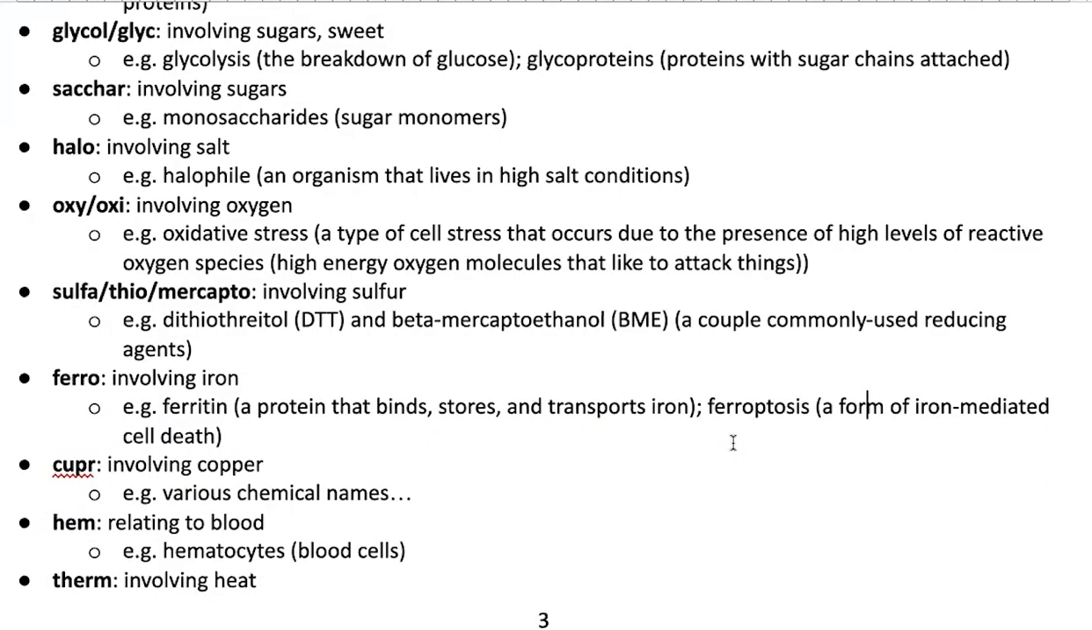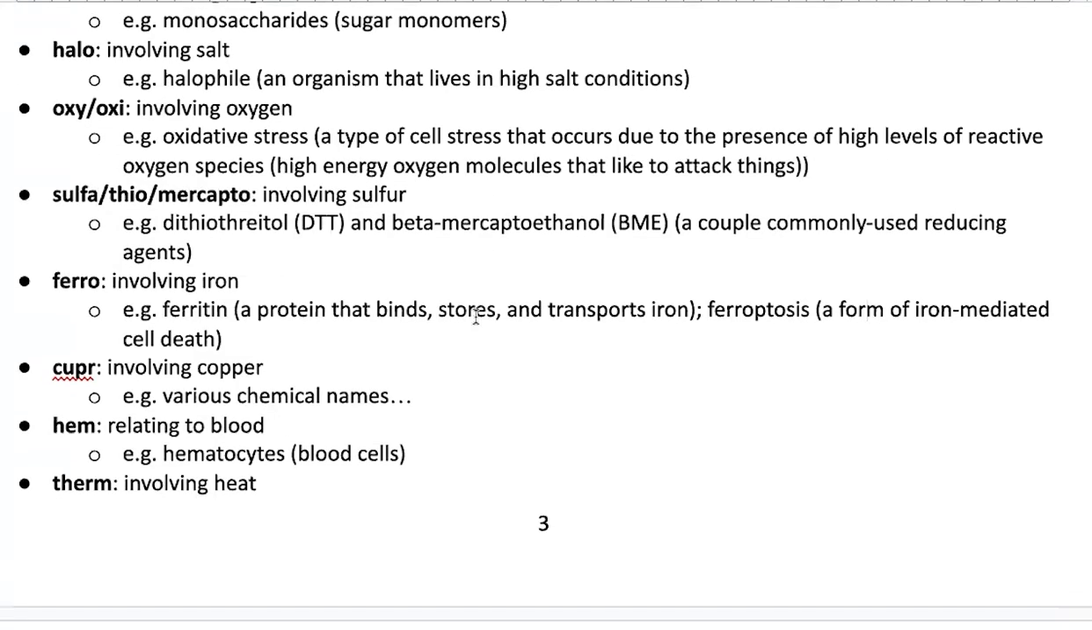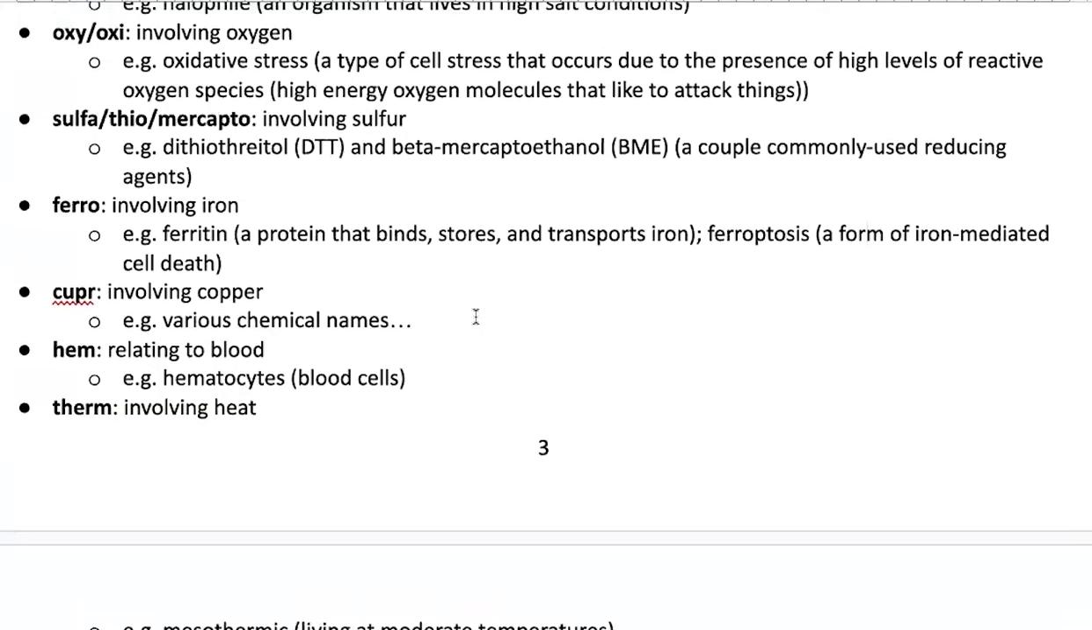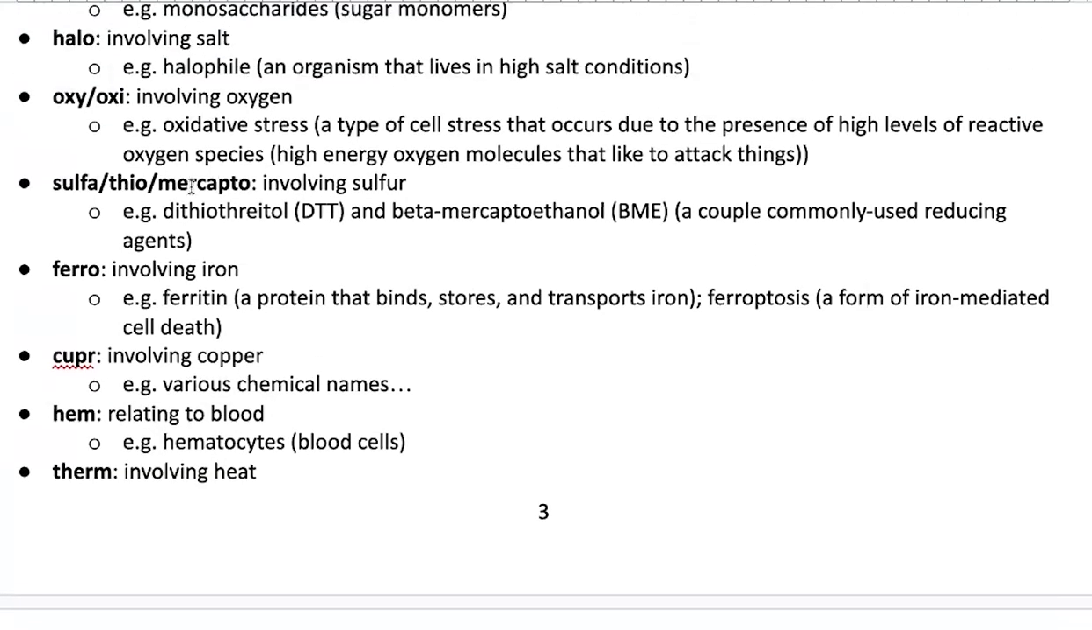Sulfa, thio, mercapto, those are all terms that mean that something has sulfur involved. So dithiothreitol, or DTT, and beta-mercaptoethanol, BME, are a couple of commonly used reducing agents. So sulfur is really good at reducing things. And these terms both have different sulfur roots, but they both have roots that tell you that it has sulfur. So the thio or the mercapto. So we had oxygen, we had sulfur.